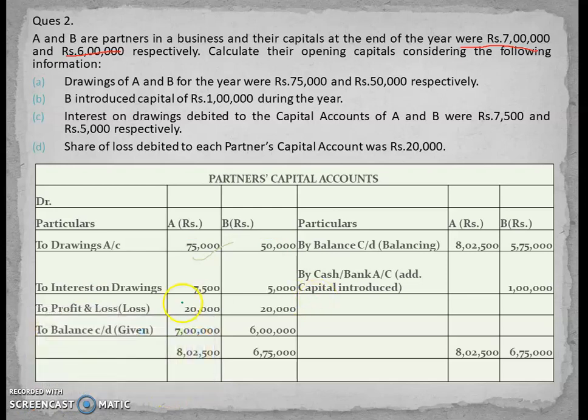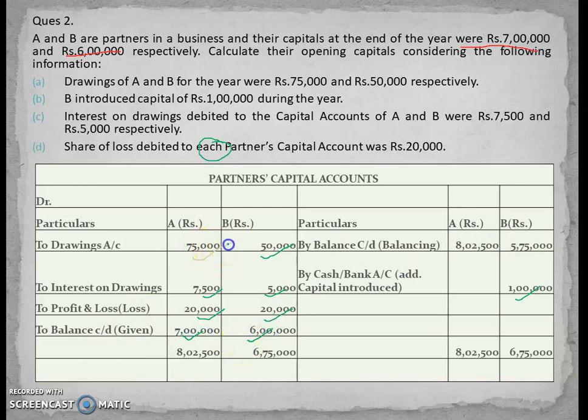And the second thing that you have is interest on drawings, so drawings 75,000 and 50,000. B introduced 1 lakh rupees. Interest on drawings 7,500 and 5,000. Share of losses debited to each partner's capital account. So this is something which the partners are bearing as a loss. This is already given to you, 7 lakh and 6 lakh.